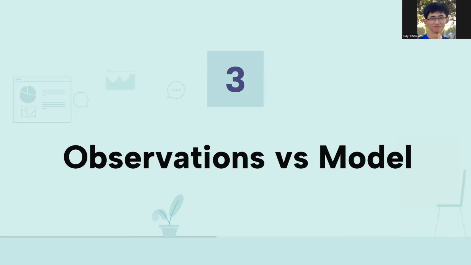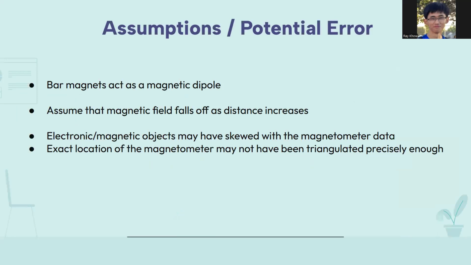And then next we'll be going over some conclusions. So first, one pretty big assumption that we made is treating bar magnets as a magnetic dipole. The reality is a little bit more complex than this. And in terms of potential error, I think the largest source of error could be that other electronic objects may have skewed the magnetometer data. And this could have been mitigated if I had done the experiment outside, but it was a bit windy that day.